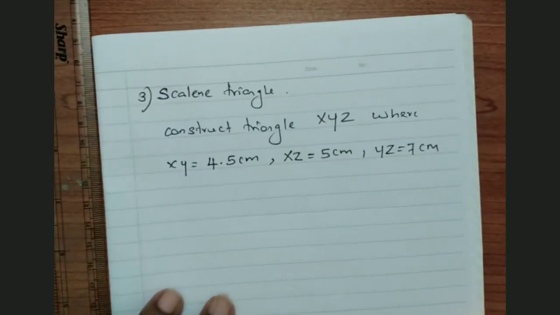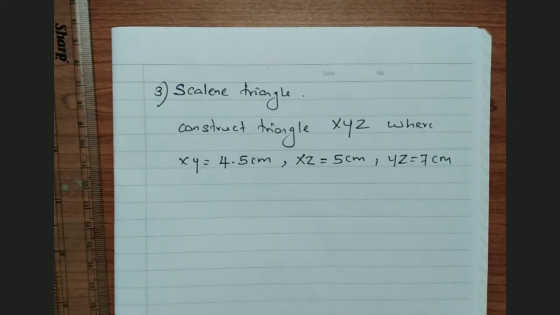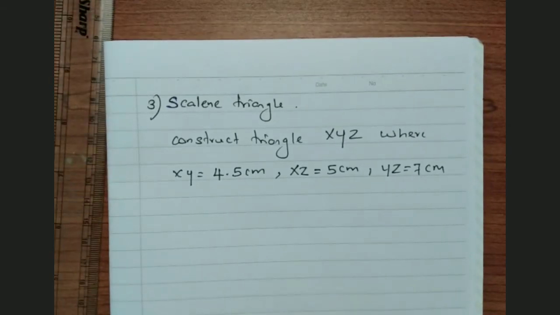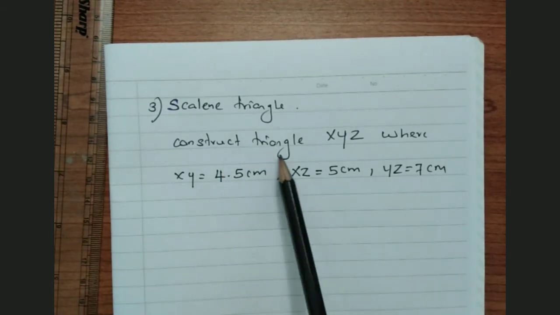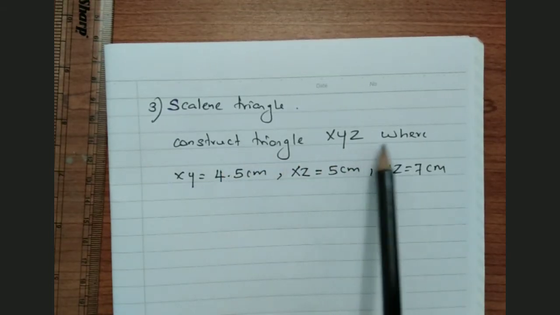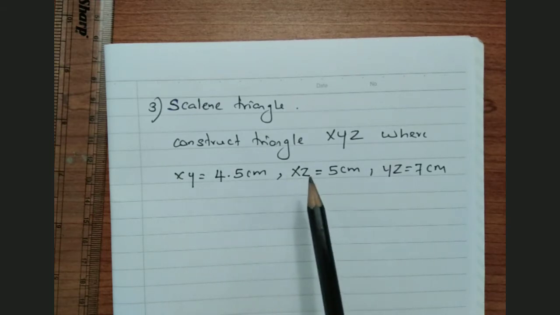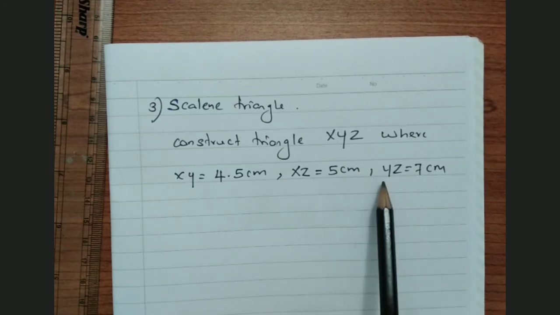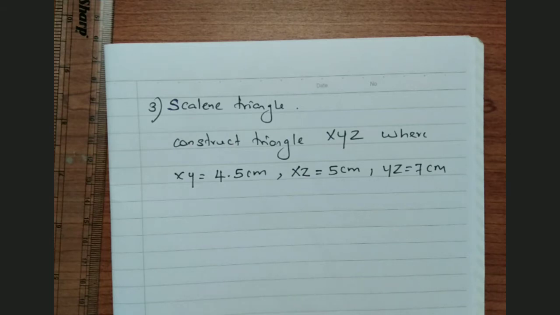So now we have come to our last section, which is to construct a scalene triangle. So you know all three sides are going to be different in length. So let's read the question first. Construct triangle XYZ where XY is equal to 4.5 centimeters, XZ is equal to 5 centimeters. The line segment YZ is equal to 7 centimeters.